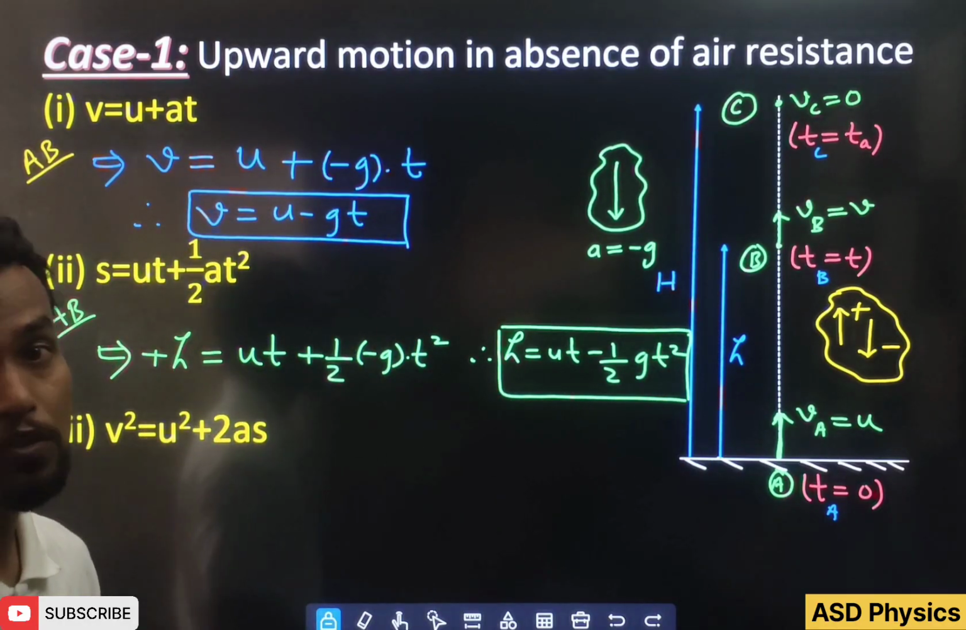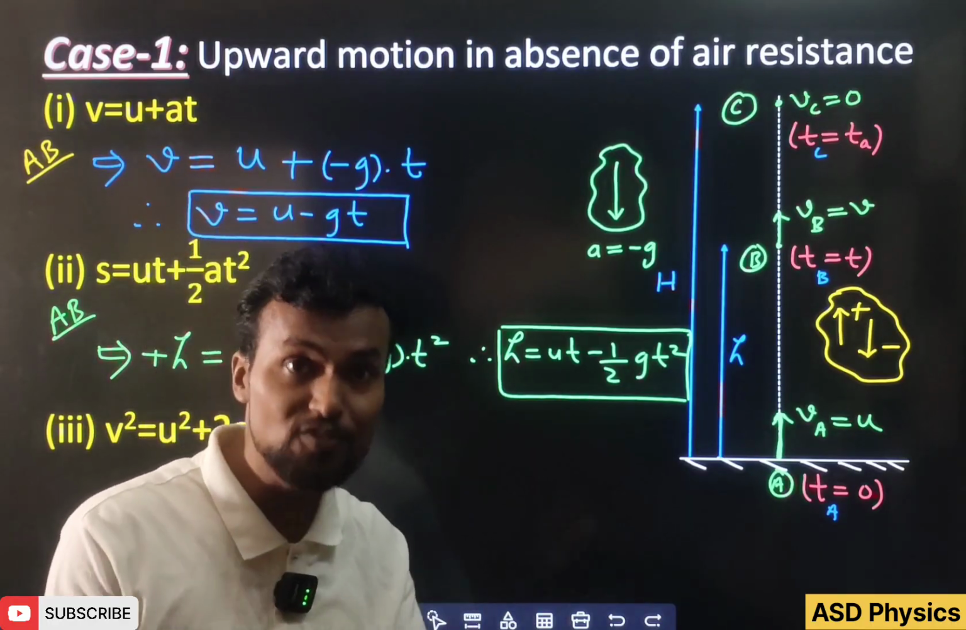In this way, the second equation will be used, because in questions we have to write all these equations, then only we can solve the question.